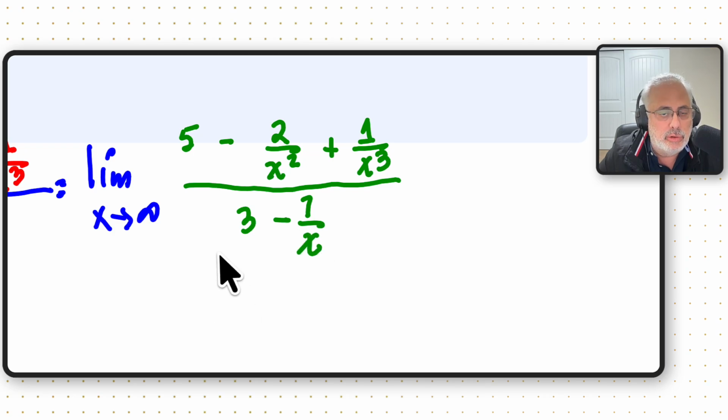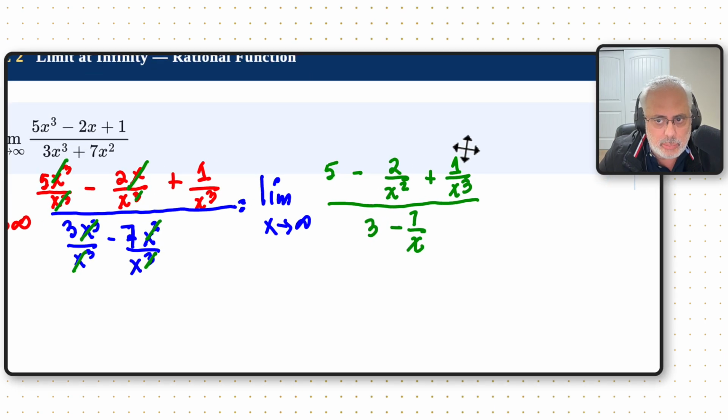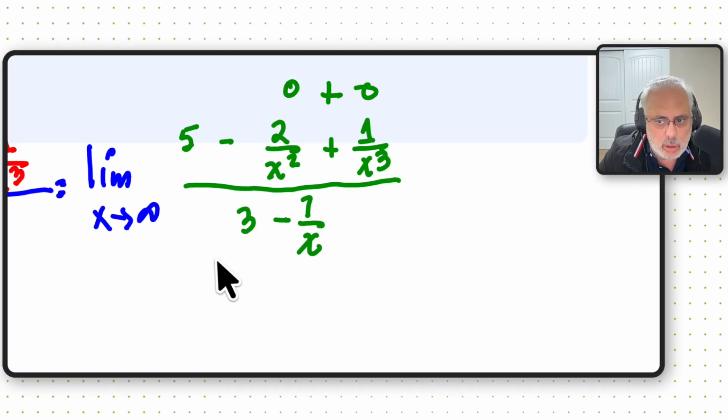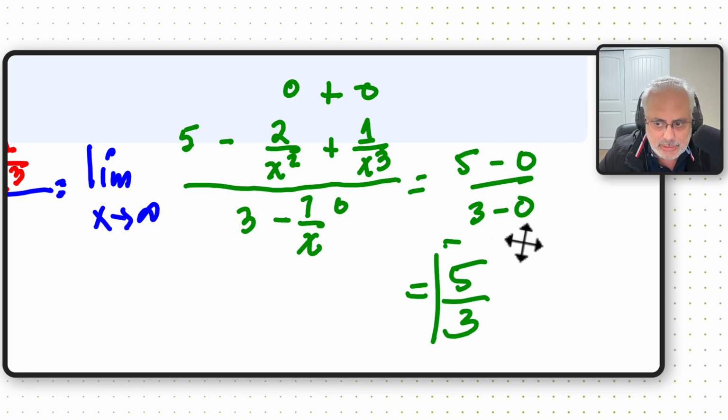And this is what is beautiful here. All of these terms on the top, 2 over x to the second power, 1 over x to the third power, both of these approach 0 in the real arithmetic approach. When x is really high and it's in the denominator, all of these approach 0. In the denominator, we have the same. So 7 divided by x, when x is really big, this expression approaches 0. So we are talking about 5 minus 0 and 3 minus 0. So the limit here is 5 over 3.